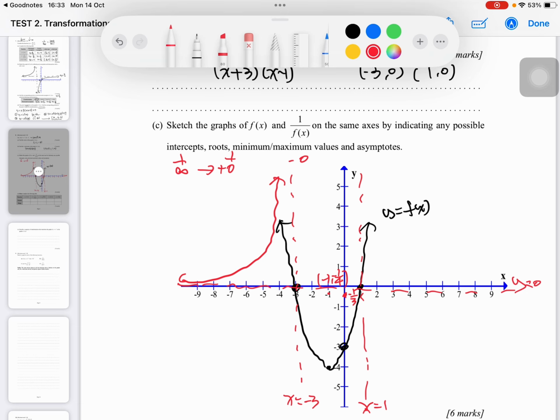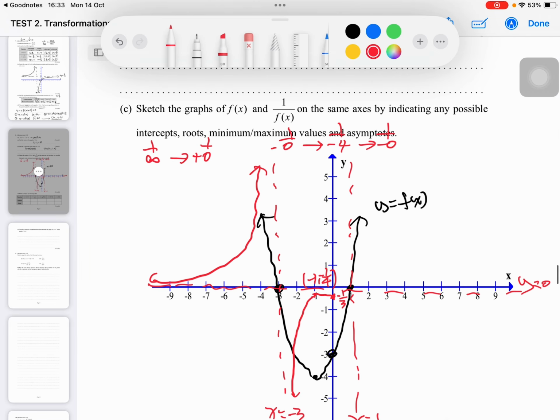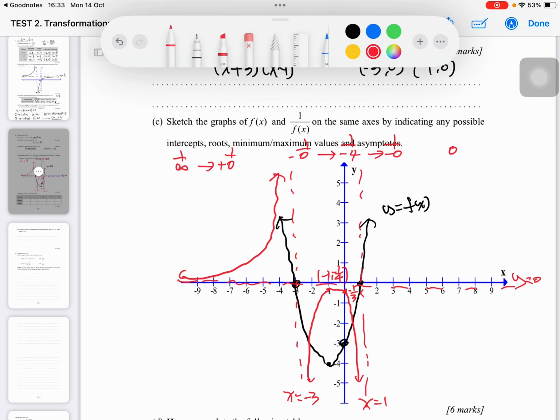So infinite to 0, and as the reciprocal, 0 to positive infinite. And 0 to negative 1 over 4 to 0. Then negative infinite, negative 1 over 4, and negative infinite again. So the last part is positive 0 to positive infinite. So positive infinite to 0. Like this. So this is the reciprocal graph.